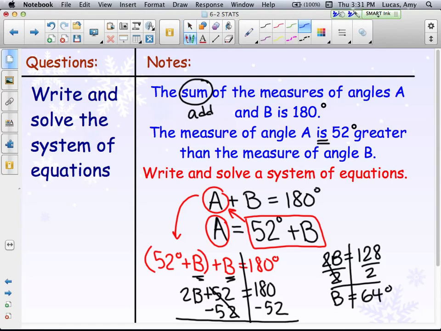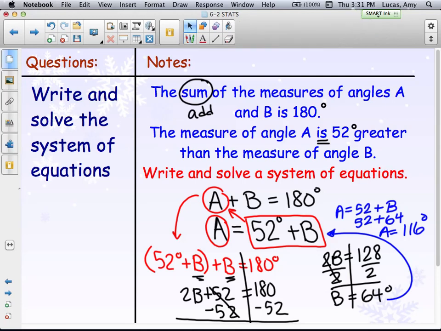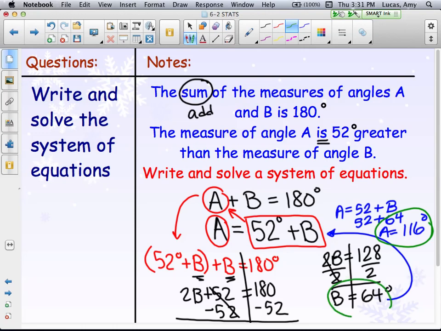Then I can go back to either of my equations. A equals 52 plus B. So 52 plus 64 would equal 116 degrees for A. So we needed to write and solve a system to find the measure of the two angles. So one of the angles is 116 and the other is 64.